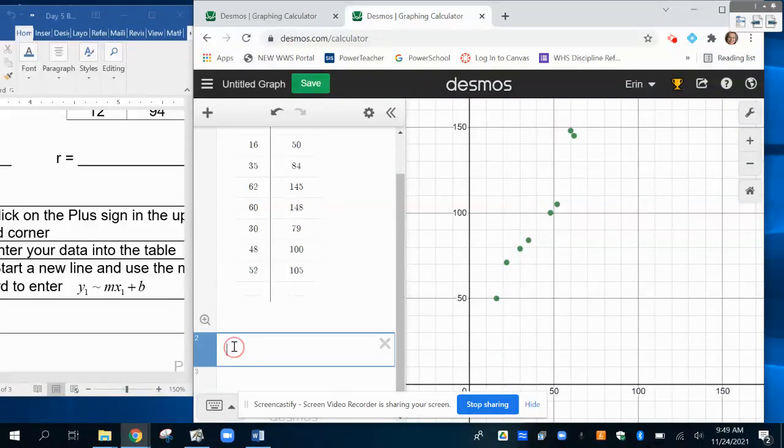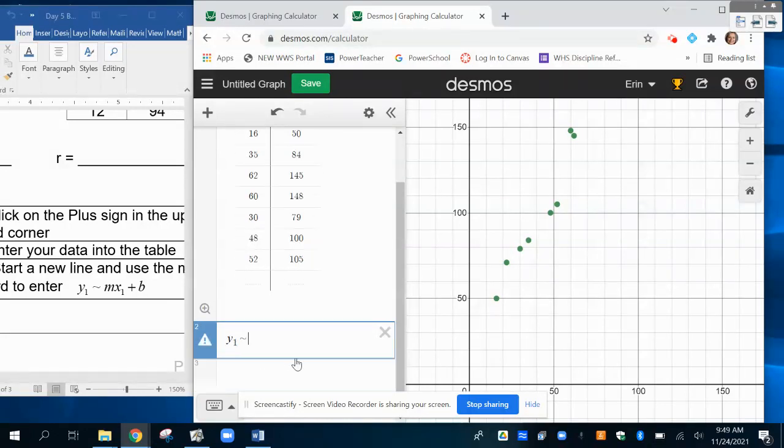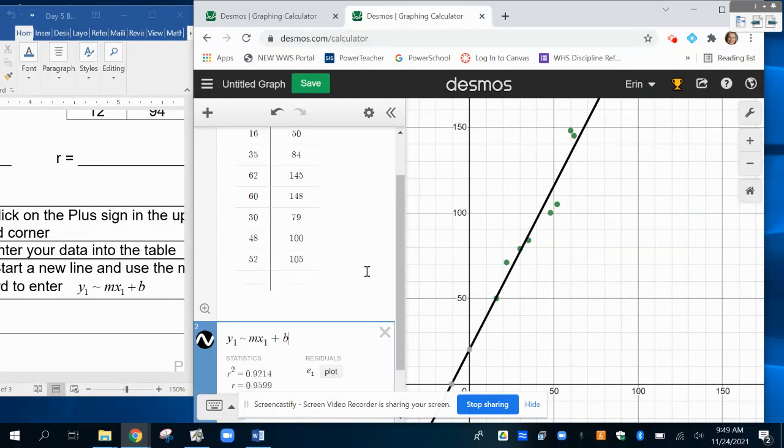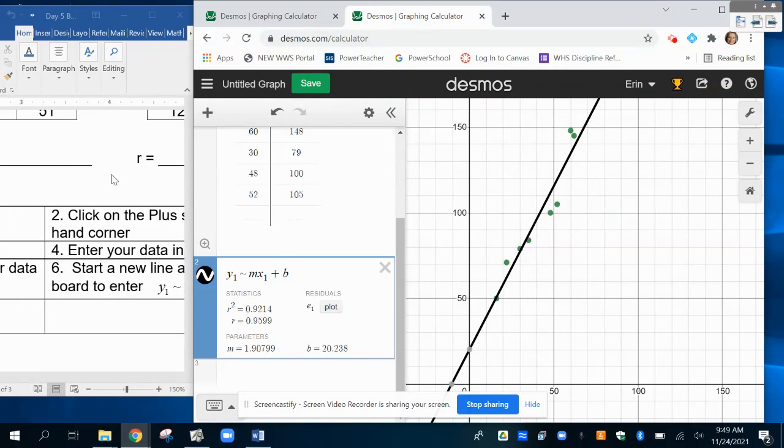Okay, and we're going to type in y1. Now, we want that subscript 1, but when we type the 1, it just makes it that. So you don't have to do anything special. And then you want your little squiggly, which is shift and the button next to your 1. Then mx1, and again, when I just type x followed by 1, it does it, plus b. And you'll notice it puts in sort of a line here, but it spits out these values. And this r value right here is your correlation coefficient, not your r squared, just the r.